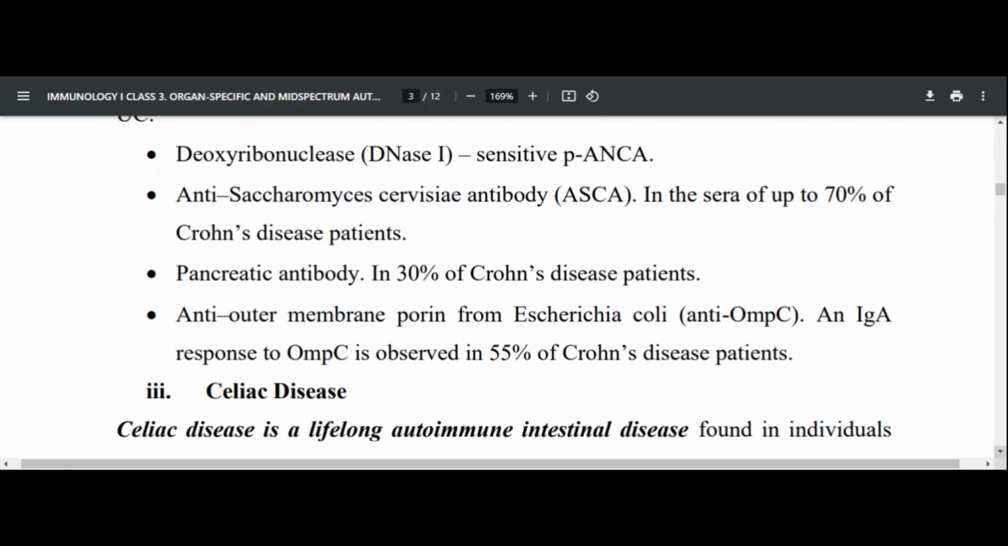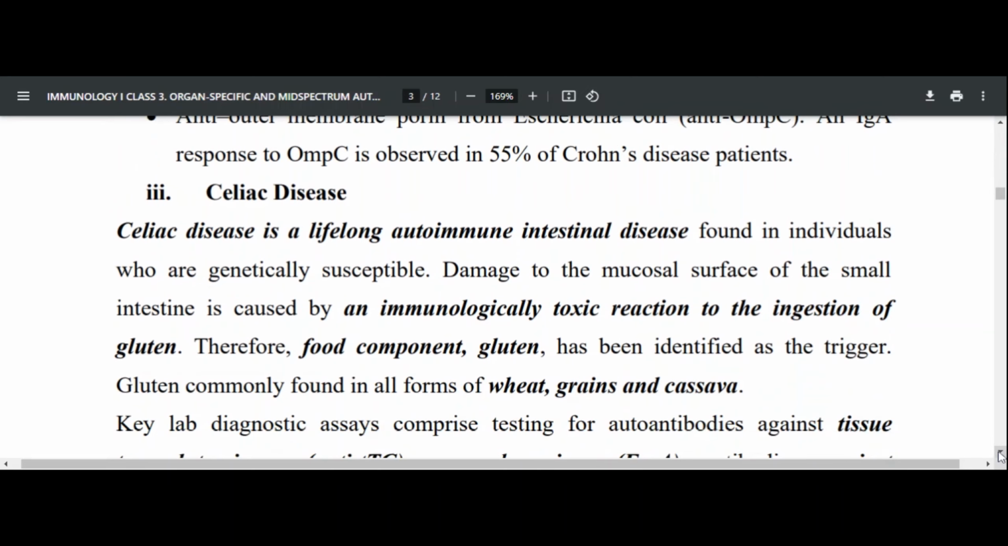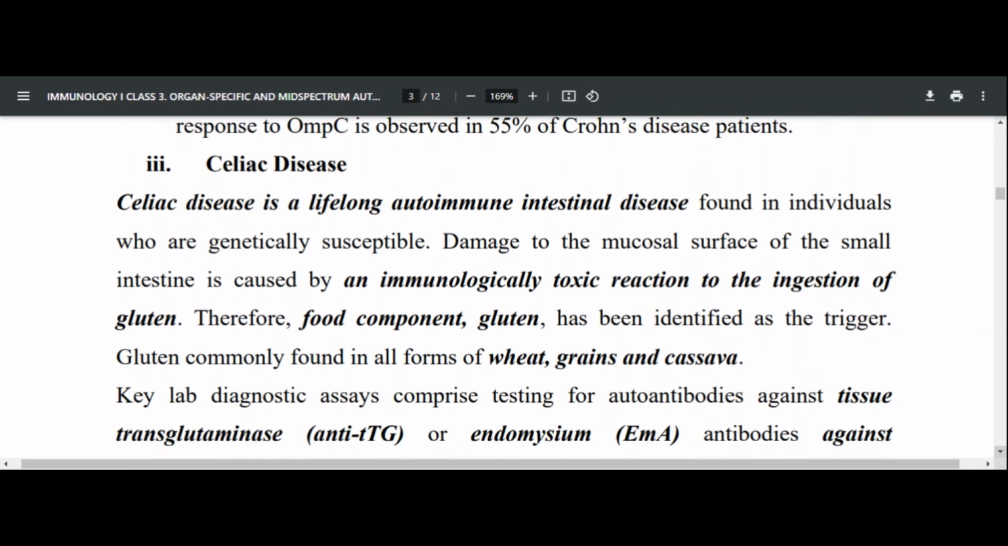So celiac disease is also another autoimmune disease. It's a lifelong autoimmune intestinal disease which is found in individuals who are genetically susceptible to celiac disease. Damage to the mucosal surface of the small intestine is caused by an immunological toxic reaction to the ingestion of gluten. Gluten is found in some foods, for example, wheat, grains, and cassava. So the food component gluten has been identified as a trigger of celiac disease.